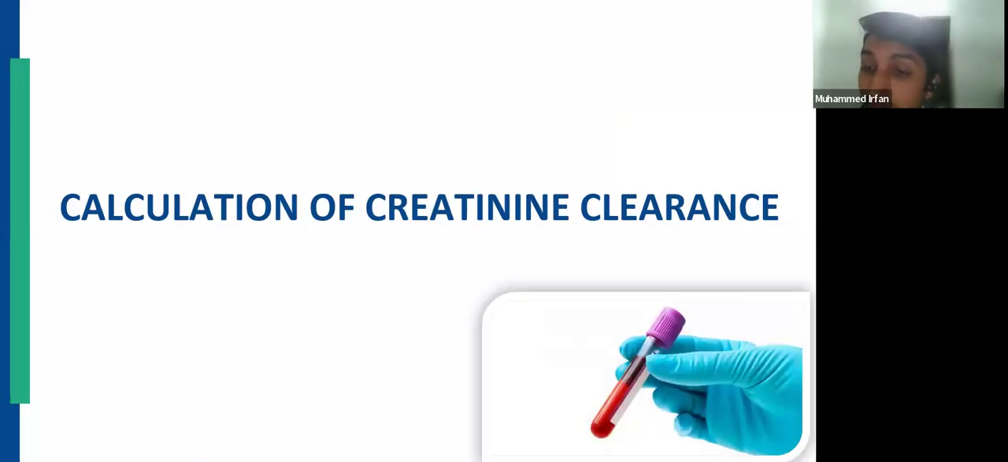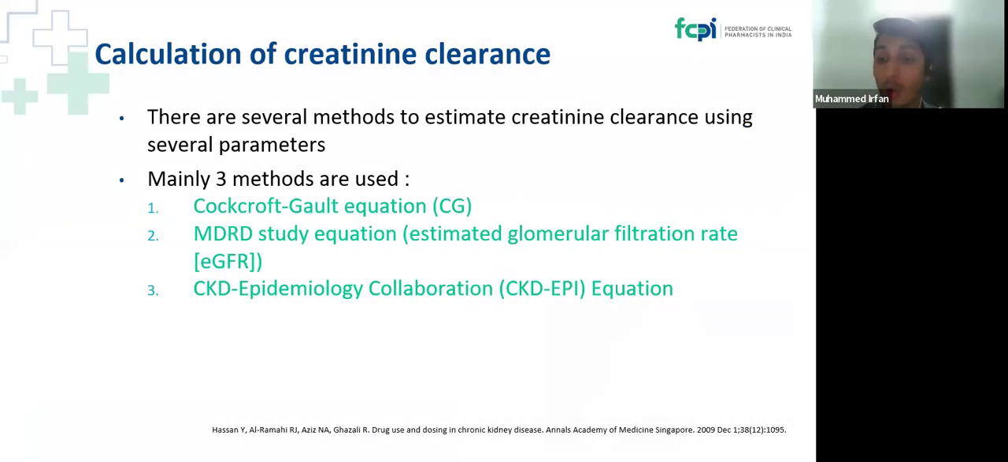And how can we calculate the creatinine clearance? It is very, very important. What are the methods? There are three methods mainly. That is the Cockcroft equation, which we are using in our critical care unit and is the most used equation all over India. The next one is MDRD, and the third one is the CKD Epidemiology Collaboration.